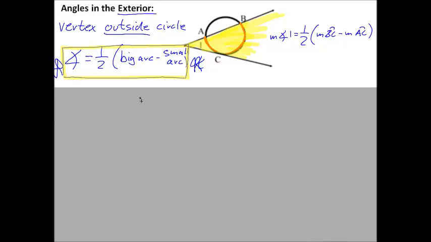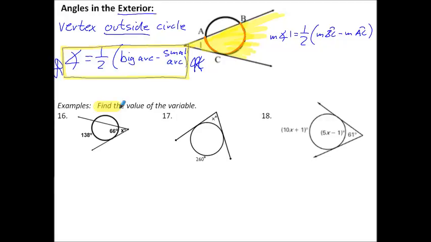Let's look at our last set of examples. Find the value of the variables, and we already have our flashlight on. So this angle X creates two arcs where the measurements are given. So X is equal to 1/2 the measurement of the big arc, which is 138, minus the measurement of the small arc, that's 66. So X is equal to 1/2 times 72, and that means X has a measurement of 36 degrees.